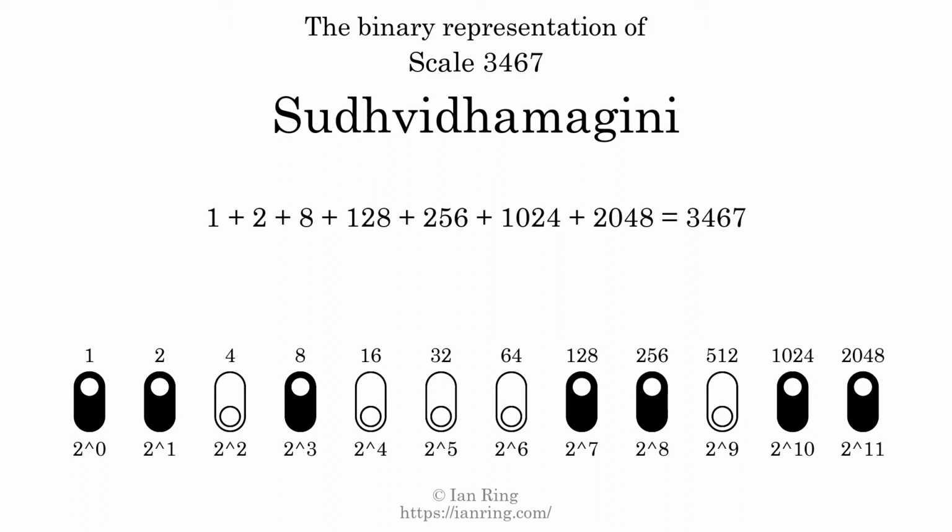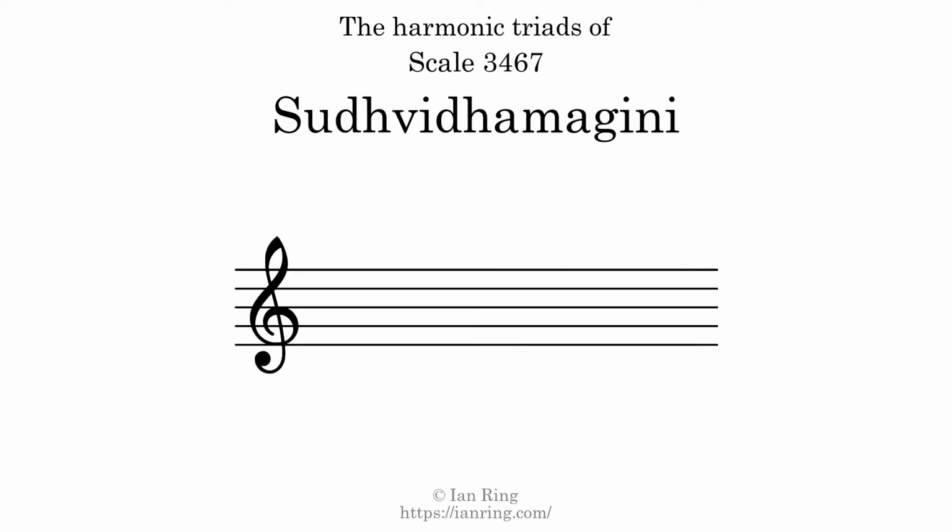3467. The scale number not only enumerates the scale with a unique index, but it also literally describes the tonal content of the scale. Represented as a binary number in base 2, the scale number is 11011001011. Here are the harmonic triads present in this scale.